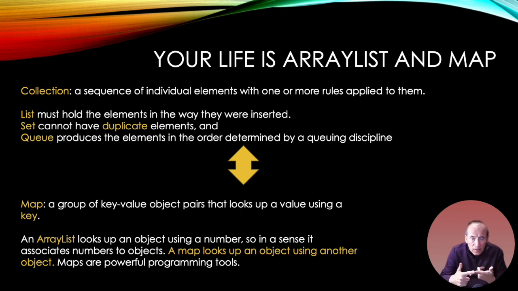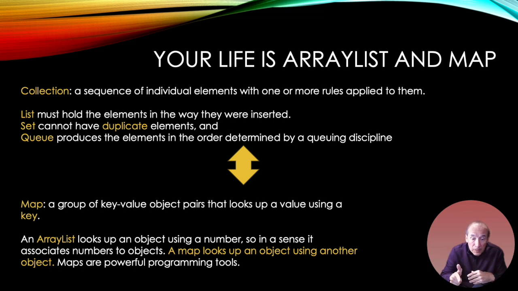A list must hold the elements in the way that they were inserted. A set can't have duplicates, and a queue produces the elements in the order determined by a queuing discipline. Now compare that to the other type of collection that we probably will use a lot, which is a map. That's a group of key value pairs that looks up a value using a key. You're probably used to that in other languages and other implementations. So those are the biggest popular ones.